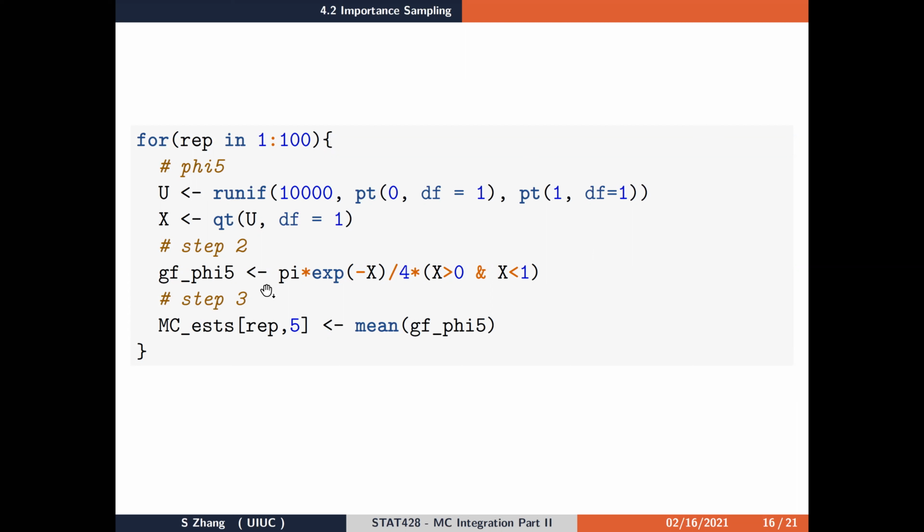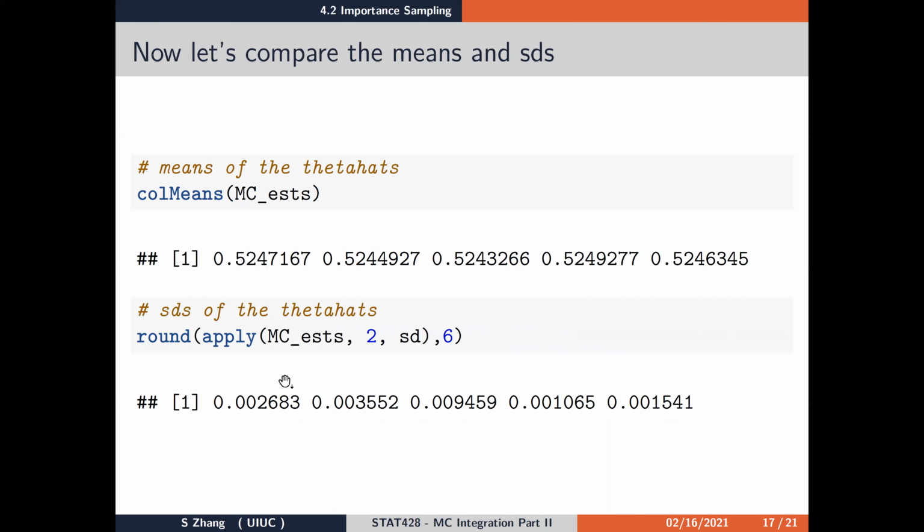So we have replicated each of them 100 times and have stored all of our results inside the MCS matrix. Let's take a look at the means and standard deviations obtained using each of the importance functions. Let's first look at the means. The mean of the theta hats can be obtained by doing colMeans. That will give us the mean of each column of this MCS matrix, which is the average of 100 theta hats obtained using the same phi. You can see that all of them are quite close to 0.52.